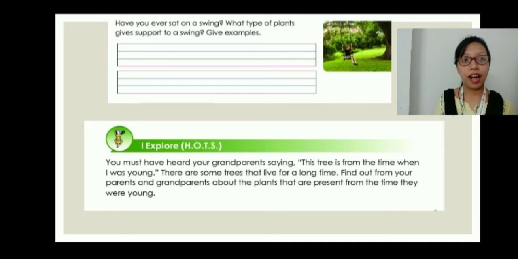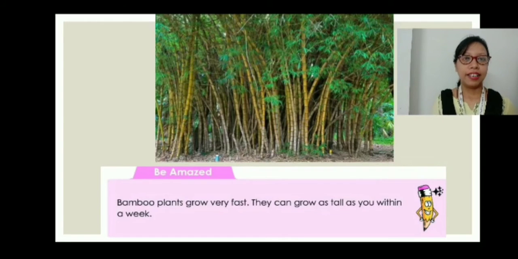I'll be giving the answer in the Google Classroom, but try to ask them and know which are the plants. Then we will move towards the Be Amazed. So here it is written, bamboo plants grow very fast. They can grow as tall as you within a week. So when you visit the village area, you're going to see these bamboo plants.